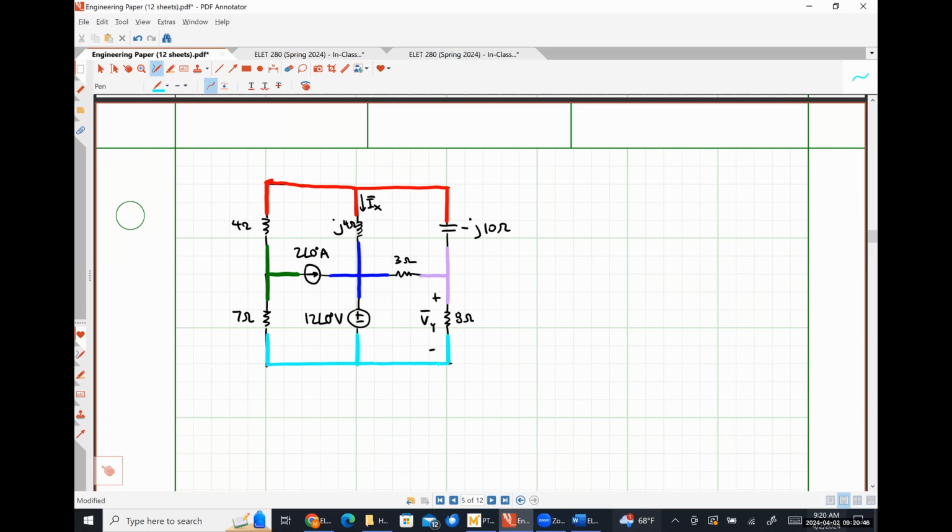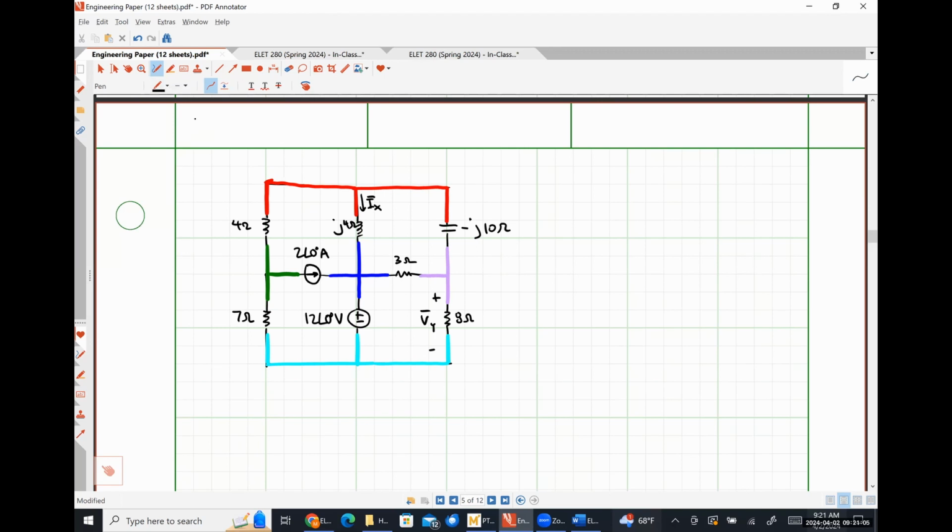So it looks like I'm either going to have 4 nodes or 4 meshes that I have to solve for. So realistically, this problem is equally difficult as a nodal problem or a mesh problem. It might look slightly more intimidating as a nodal problem, but the size of the system is the same.